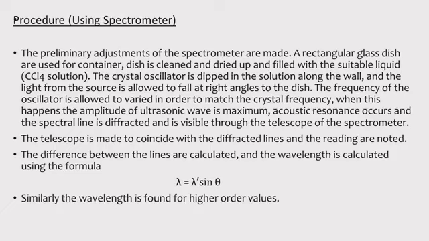The wavelength is calculated using this equation: lambda is equal to lambda dash sine theta, where lambda dash is the wavelength of the sodium vapor lamp, and lambda is the wavelength in the medium. Similarly, the wavelength is found for higher order values.